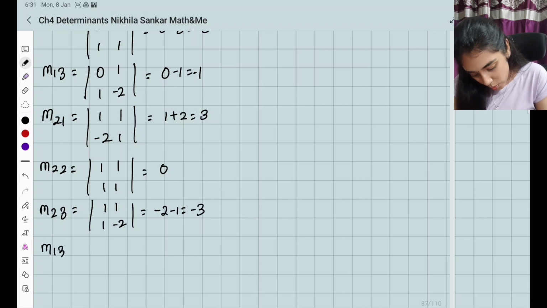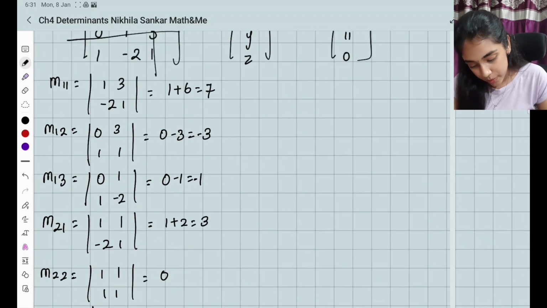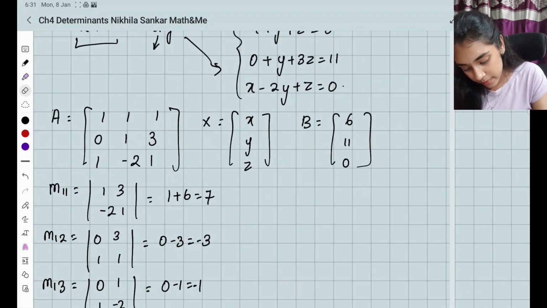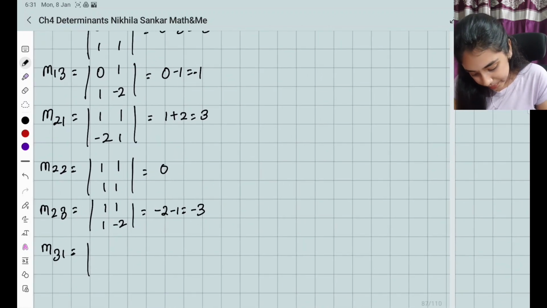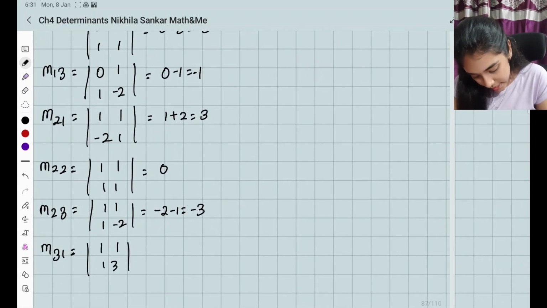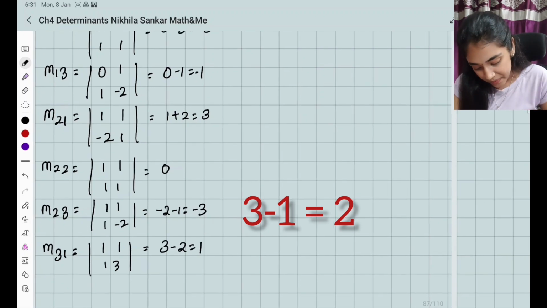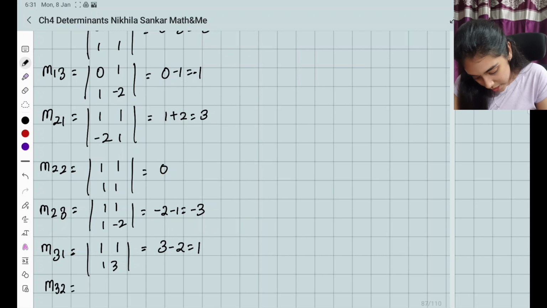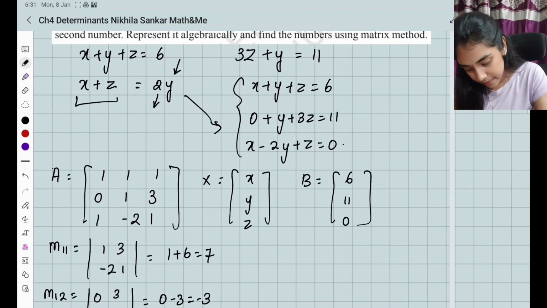Then m13, sorry, m13 la m31. m31 is going to be third row. Hiding this, you have 1 1 1 3, and this is going to be 3 minus 2, which is 1. m31 is done. Now m32. m32 is going to be the determinant of, let me hide this.